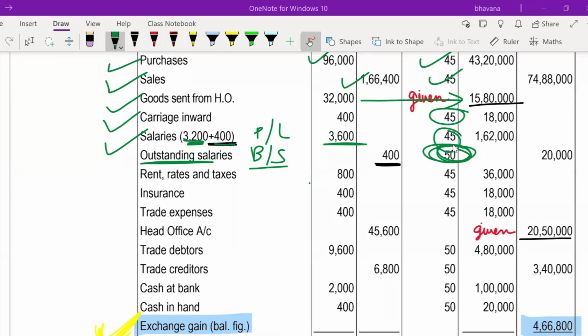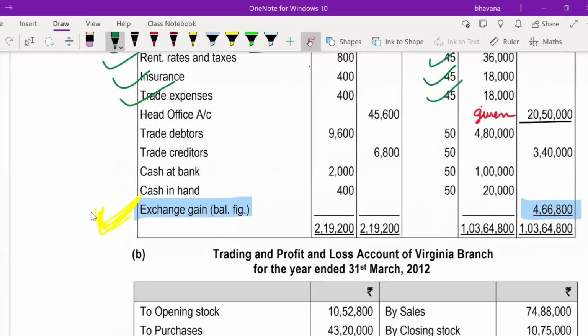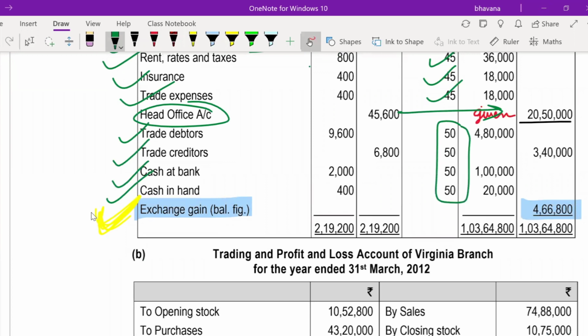Then rents, rates and taxes you have, which is a PL item. So you'll convert at the average rate. Then you have insurance and trade expense, both are PL items, so you will convert at the average rate. Then you have what? Head office account. For head office account, direct conversion was given in the question. Debtors, creditors, cash at bank, cash in hand, all of these four things will be shown at the closing rate because they are balance sheet items.